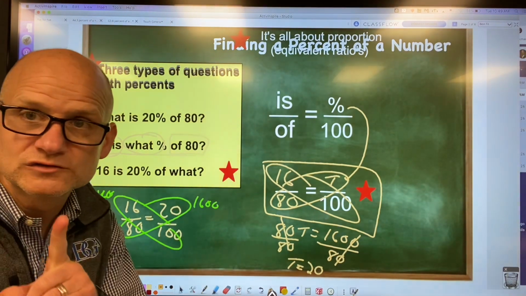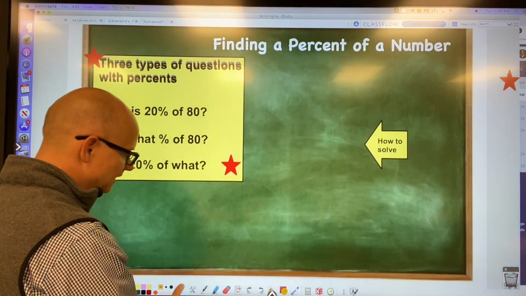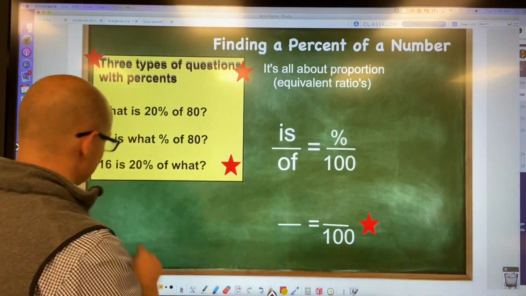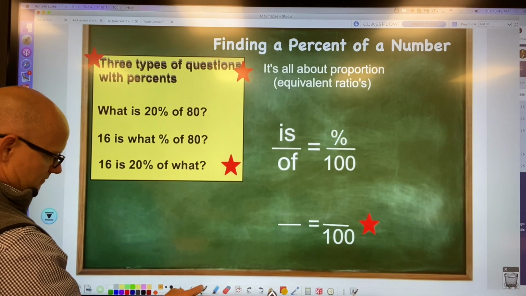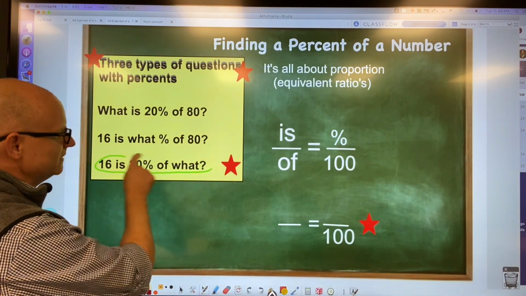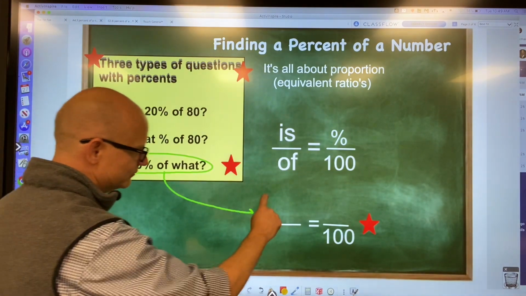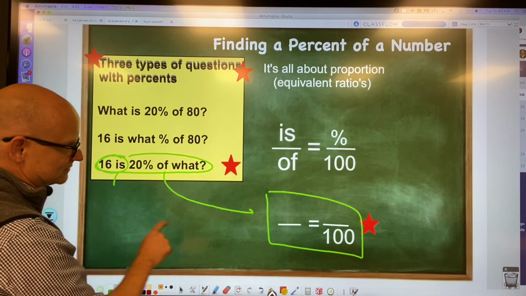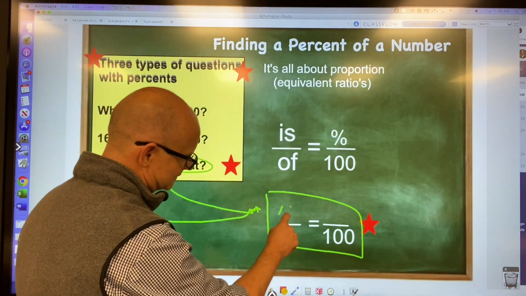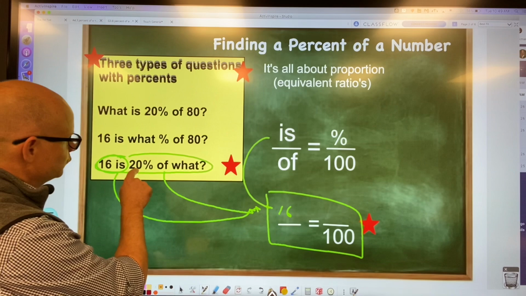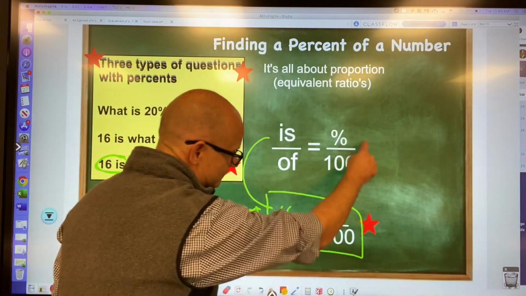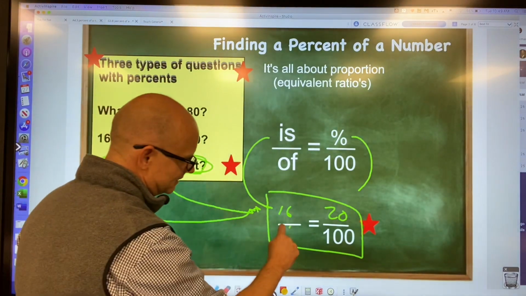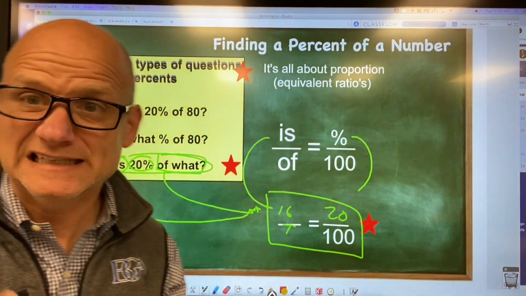One more time, let's just do this one more time. So, here, in this problem, it says 16 is 20% of what number? Okay, so let's just fill this information in. It says 16 is, so that is your is. It says 20%. Well, you know your percent then is 20. What we don't know is the of what? So that's the unknown.